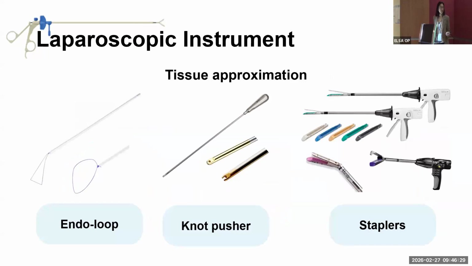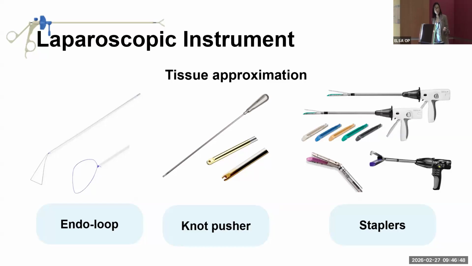Tissue approximations. We have an endoloop. This is what we use to tie intracorporeally, this one. We can use this for cholecystectomy and appendectomy, or anything that we have to tie. Knot pusher is when we tie from outside, then we push the knot inside, hence the name.